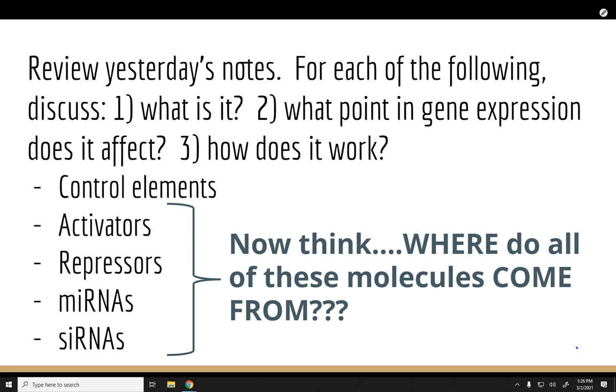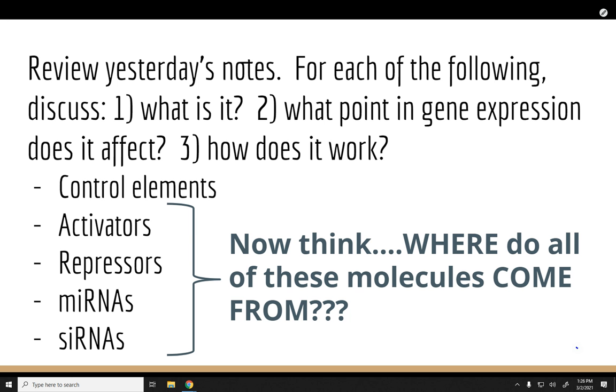Activators and repressors are proteins. That means somewhere in the DNA, there's a gene that tells that particular cell to make that particular activator through transcription and translation, and that activator then goes to a different part of the DNA and attaches on there and turns on another gene.